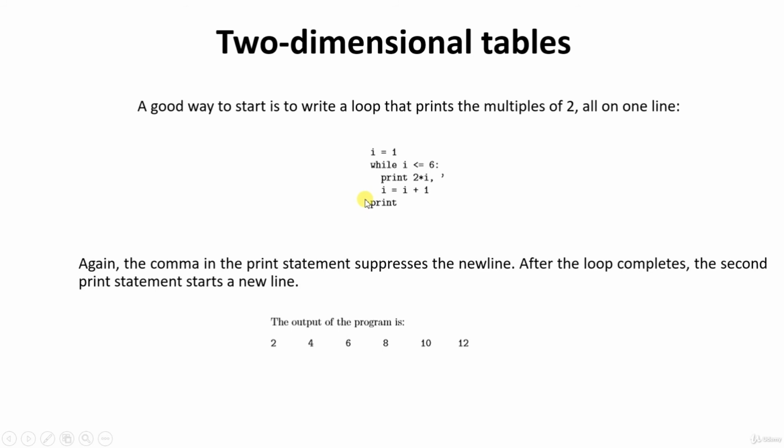The first line initializes a variable named i, which acts as a counter or loop variable. As the loop executes, the value of i increases from 1 to 6. When i is 7, the loop terminates. Each time through the loop, it displays the value of 2 times i, followed by 3 spaces. Again, the comma in the print statement suppresses the new line. After the loop completes, the second print statement starts a new line. The output of the program is 2, 4, 6, 8, 10, and 12.